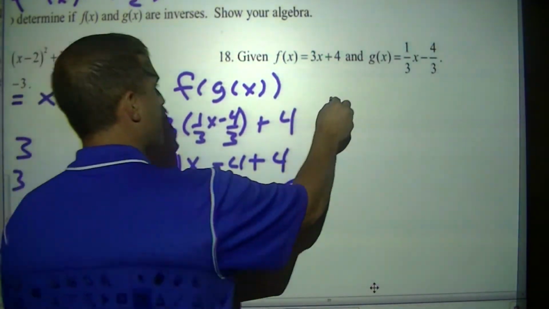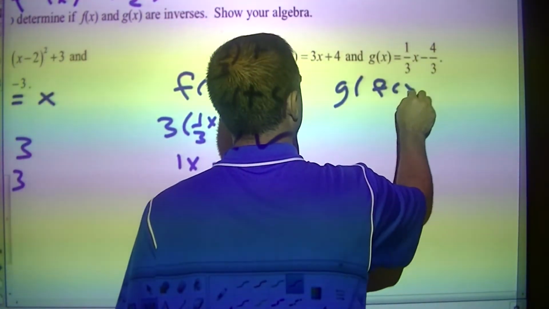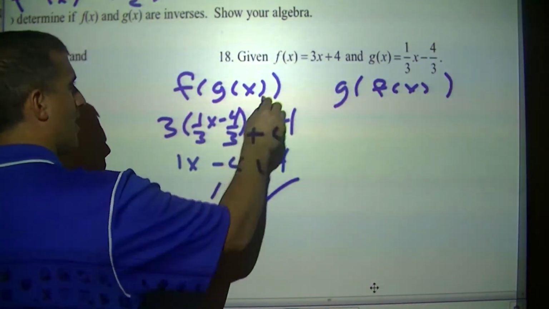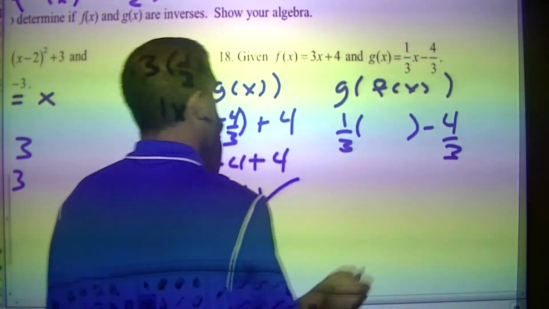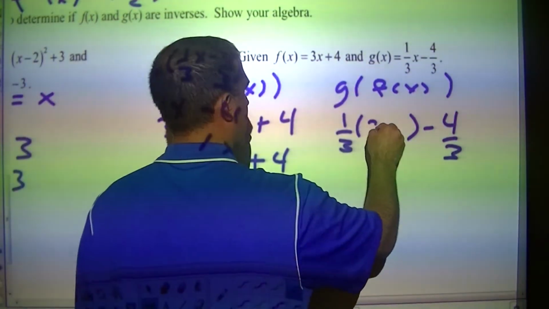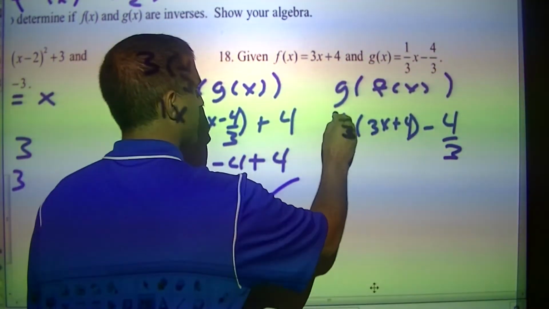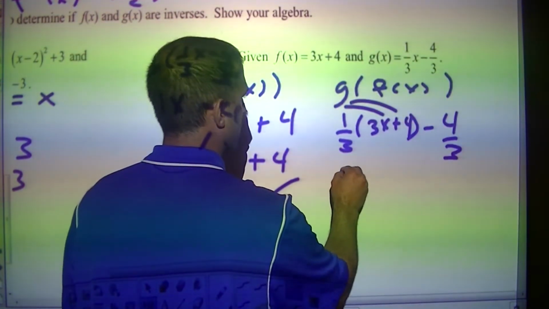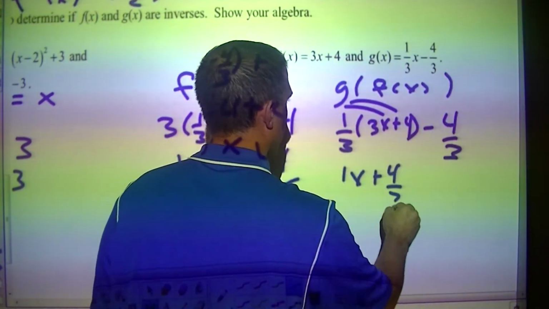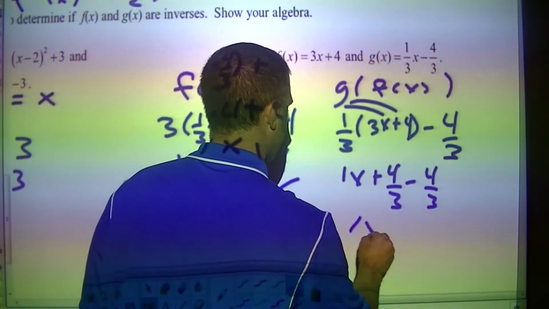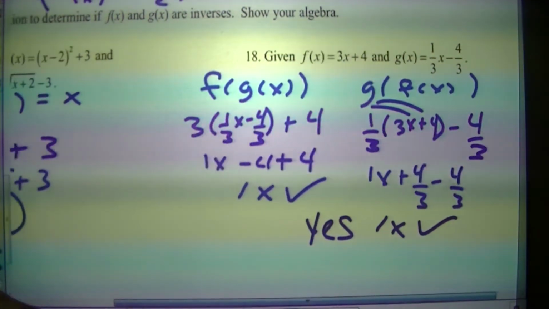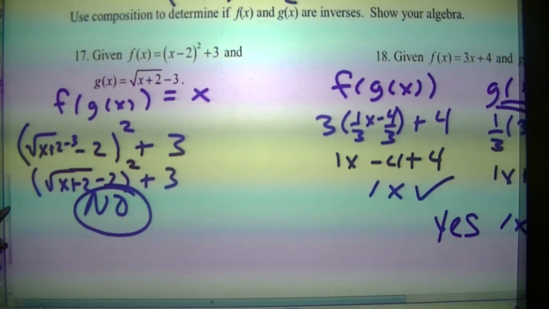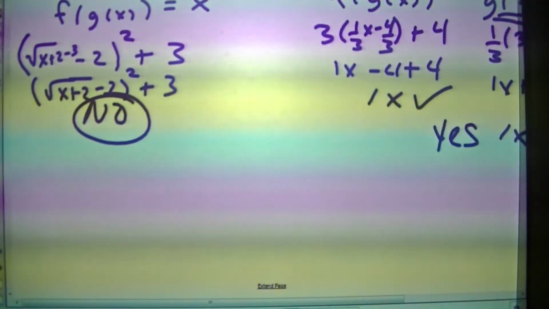Now I just have to do the other side, g of f of x. I'm going to start with g, which is 1/3 x - 4/3. Now I'm going to put 3x + 4 in there. If I distribute that, that's 1x + 4/3 - 4/3, so that's 1x. That's also good, so that answer is yes. The other answer was no because nothing canceled out there. Let's go to the next page.